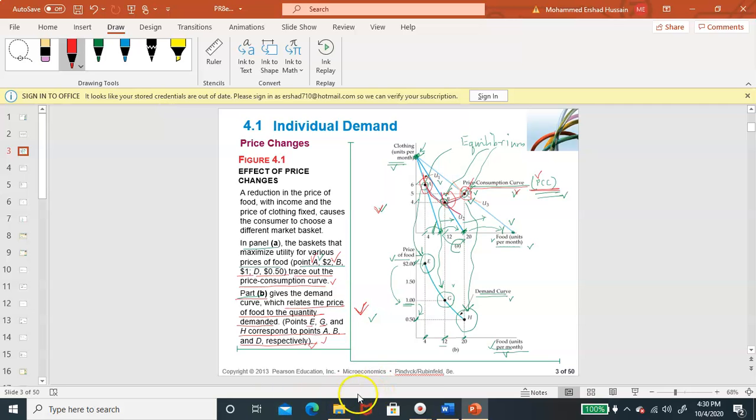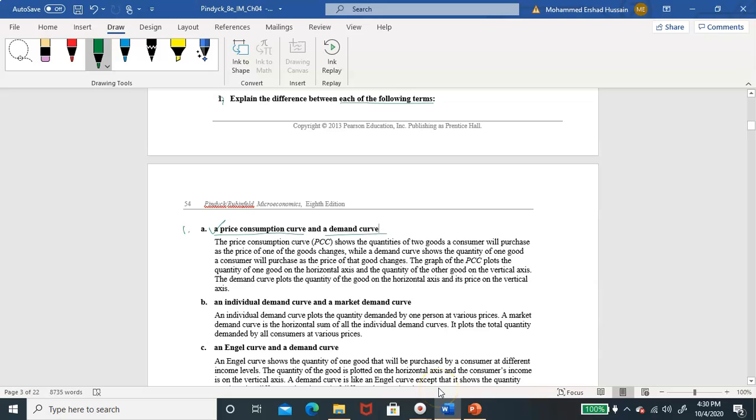Okay, now let us take a look at the next one, the difference between an individual demand curve and a market demand curve. An individual demand curve plots the quantity demanded by one person at various prices. So here we have price, and here we have the individual quantity demanded, lowercase q, right? The demand curve D1 shows us the price at different quantities demanded. And on the other hand, this is uppercase Q, and this is P.